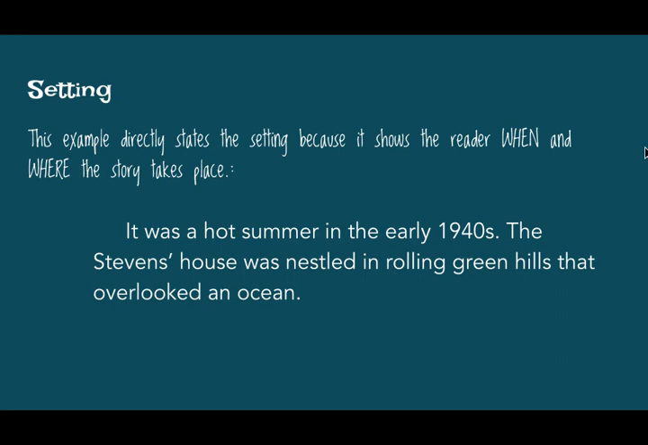Sometimes the setting is stated directly in the story. I want you to look at this example. It was a hot summer in the early 1940s. The Stevens house was nestled in rolling green hills that overlooked an ocean. The paragraph shows the reader when and where the story takes place.